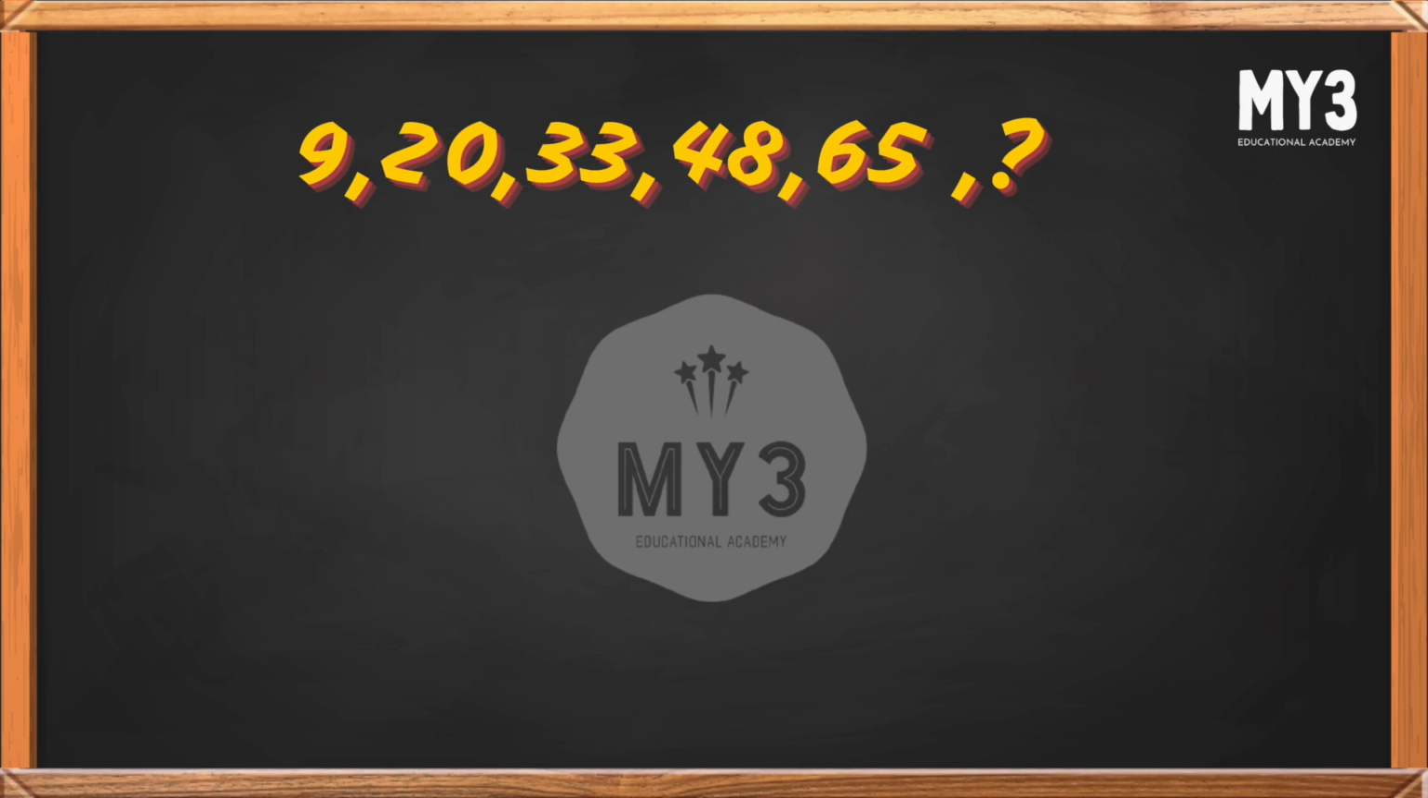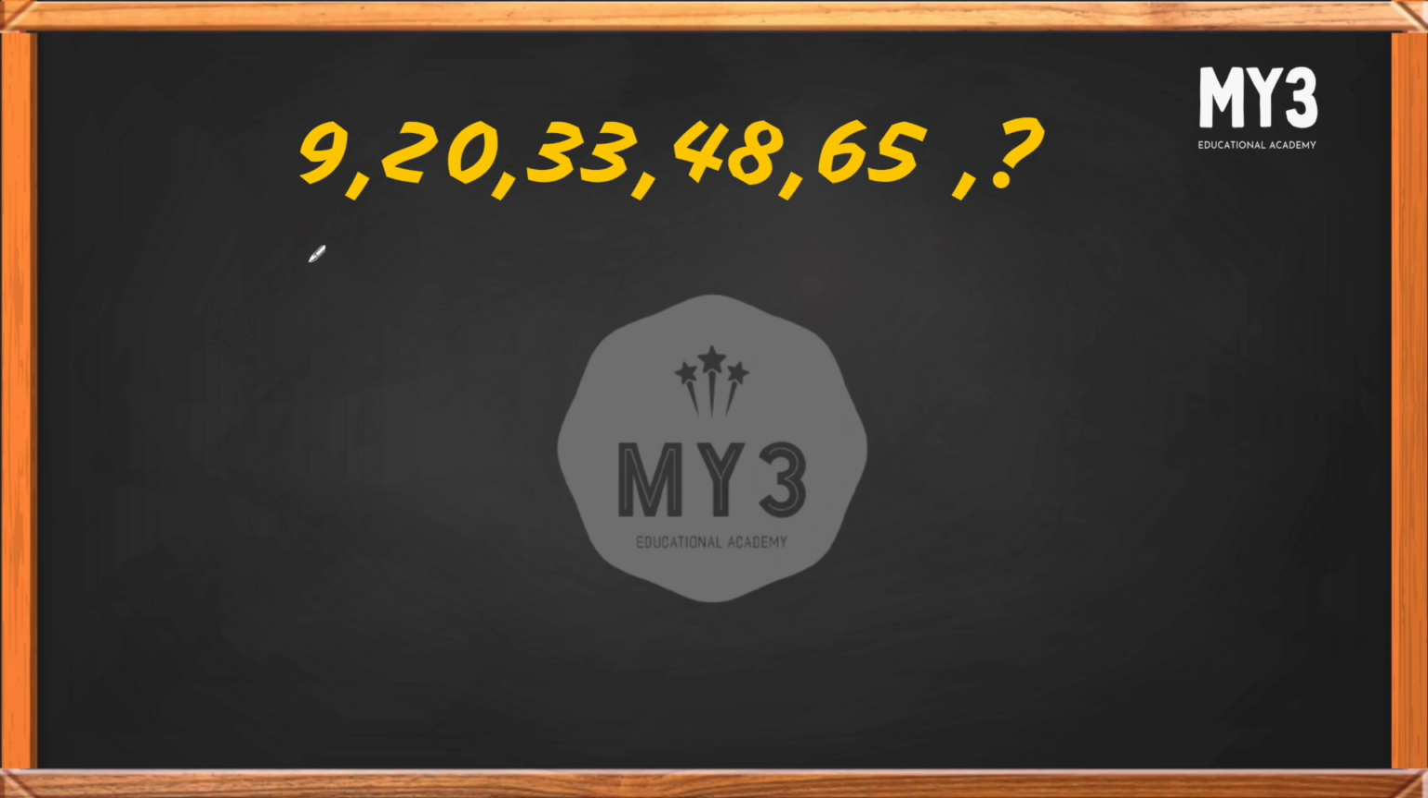For example, here we are able to see the question as 9, 20, 33, 48, 65. They are asking us to find out the next term. So to find out the next term, what you do is go with the level of difference. That means 9 and 20, the difference between the terms is 11. And 20 and 33, the difference is 13. And 33 and 48, we have a difference of 15. And 48 and 65, there is a difference of 17.